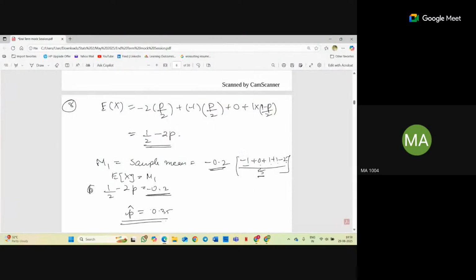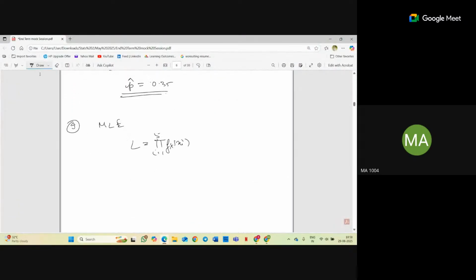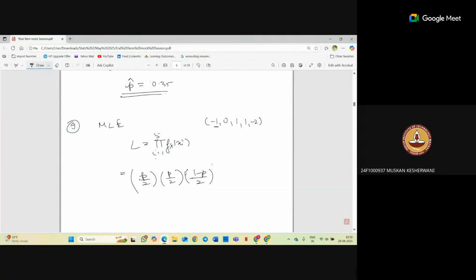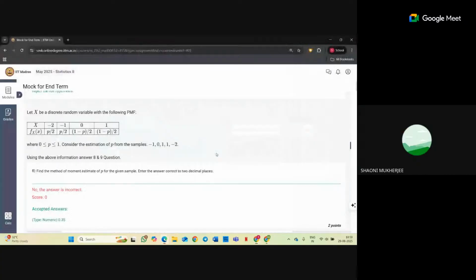Okay. So this will be what? First of all, I have the samples as minus 1, 0, 1, 1, minus 2. The probability of minus 1 is P by 2, and for 0 it is 1 minus P by 2, and for 1 it is 1 minus P by 2 again, and for minus 2 it's P by 2. So it will be 1 minus P by 2 whole cube.